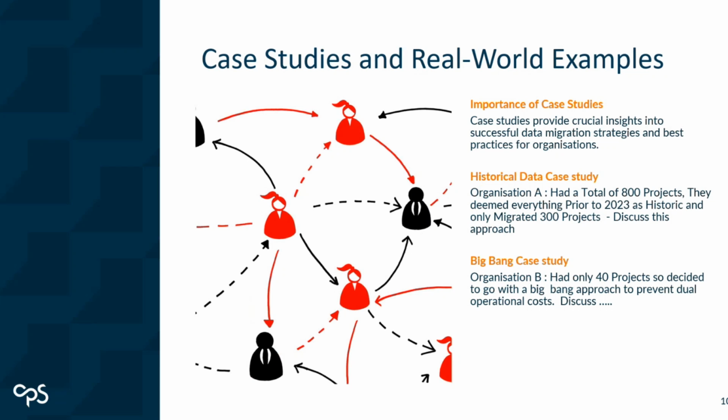So let's have a look at a couple of case studies. Now, I'm not going to mention the companies, but they have both worked with us at CPS. So I am going to refer to them as Organisation A and Organisation B. Let's talk about Organisation A. Organisation A had quite a large number of projects, about 800 projects in total. What they decided to do, though, was deem everything prior to 2023 as what they would call legacy projects. So they were historic projects they needed to report on.